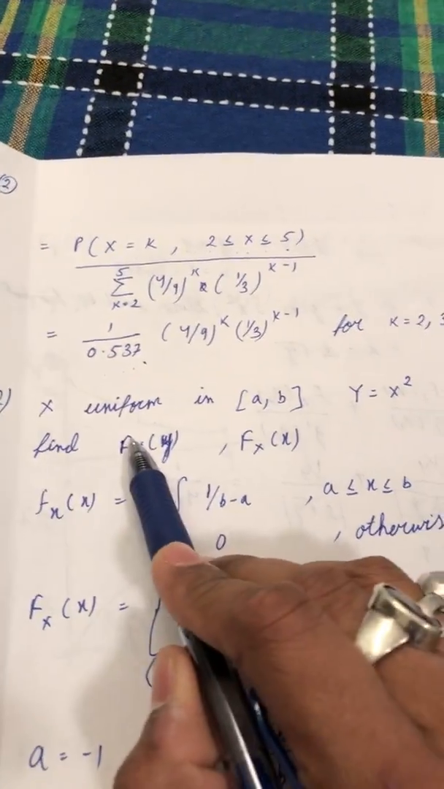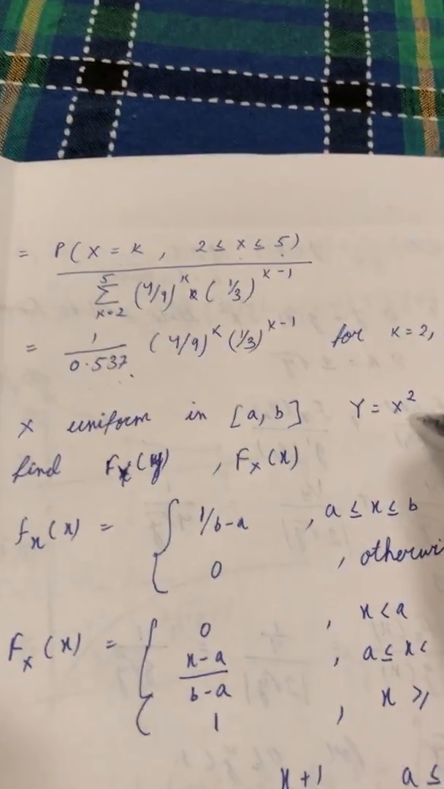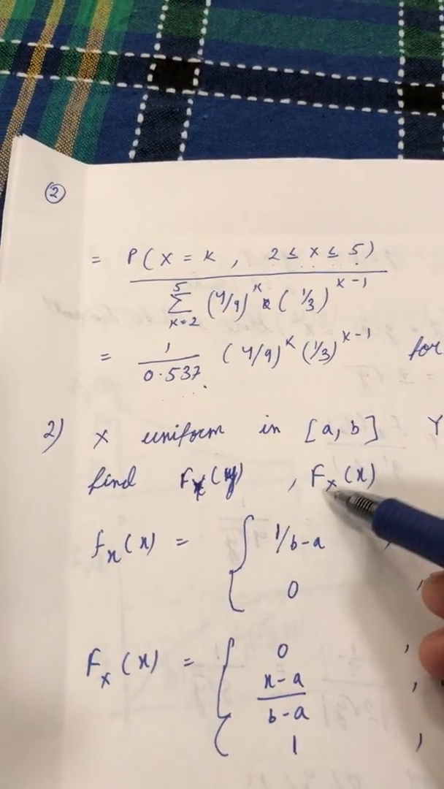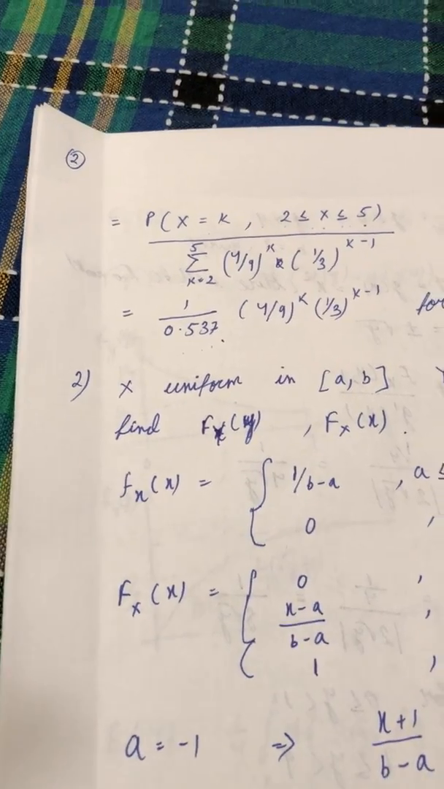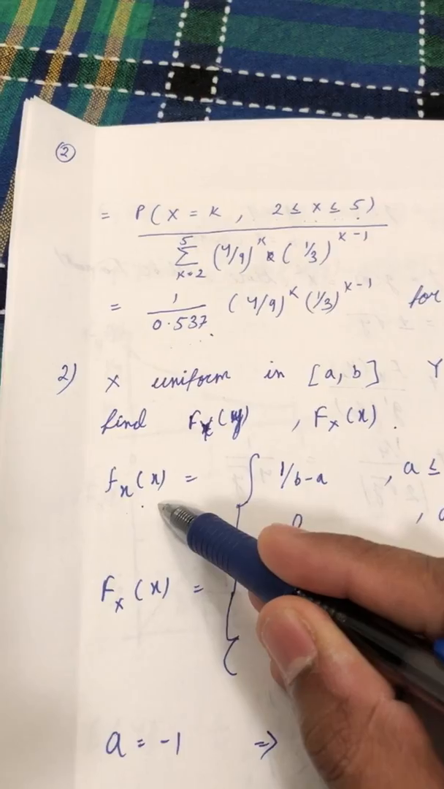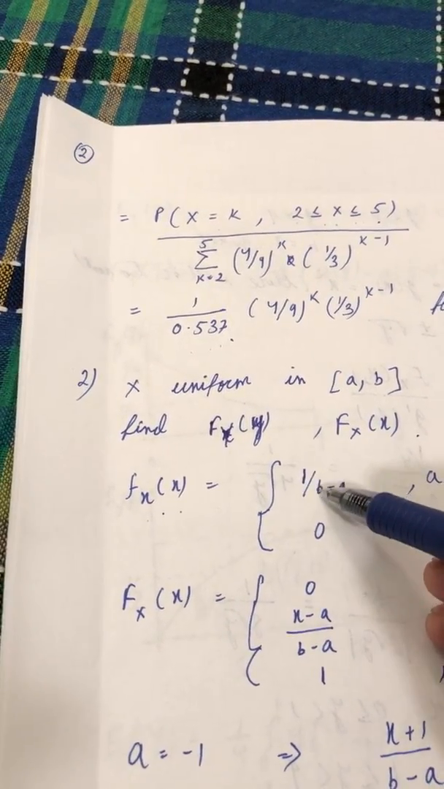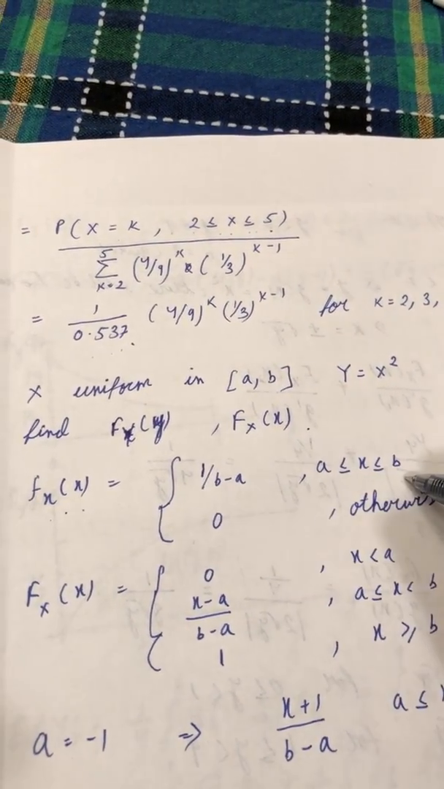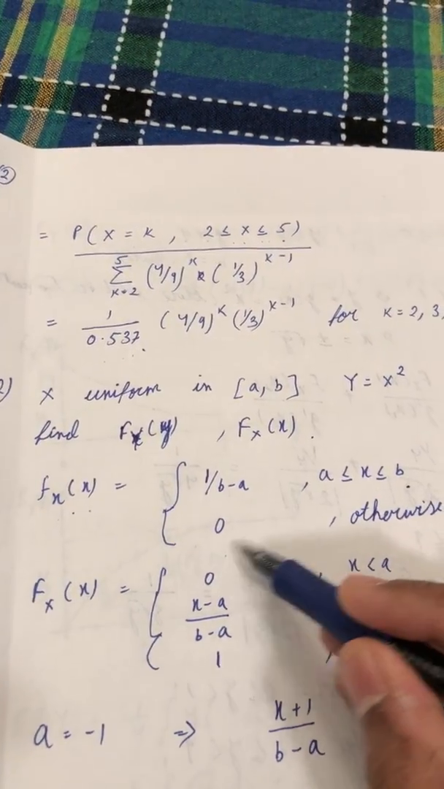Here X is uniform in (a, b) and the given is Y equal to X squared. So we have to find fY(y) and fX(x). So fX(x) is given by 1 divided by b minus a, where x is in between a and b, and as X is uniform, in other cases it will be 0.